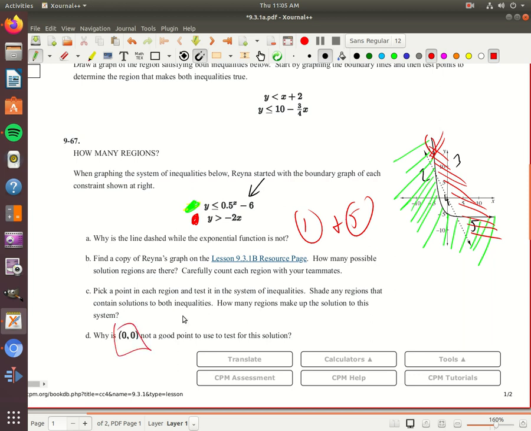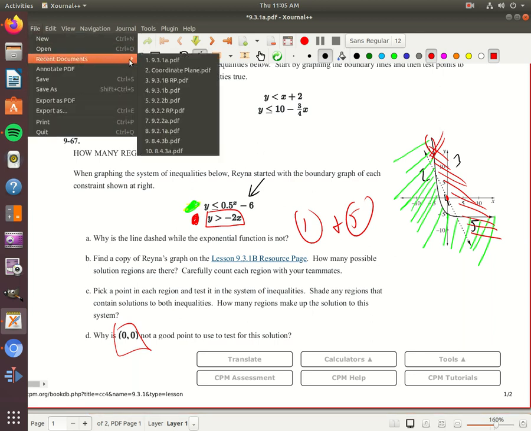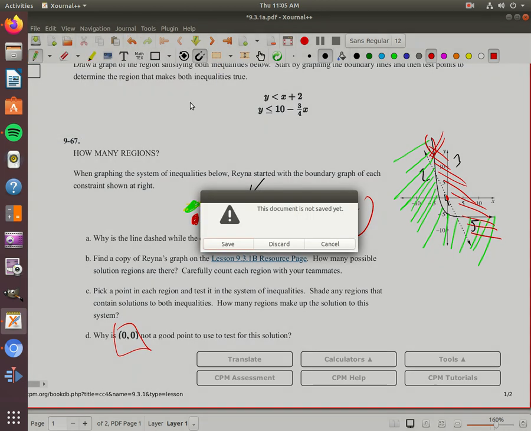Finally, why is 0, 0 not a good point to check? Well, you'll notice 0, 0 is right on the boundary of the line, right here. So there's no reason to check 0, 0 because we know it's a boundary and we know the boundary is false. That's why it's a dotted line. So hopefully that makes sense. Kind of a nice little shortcut we took. And at that, we will finish this off. We're getting close to being done with this lesson. So we will go to 913B.